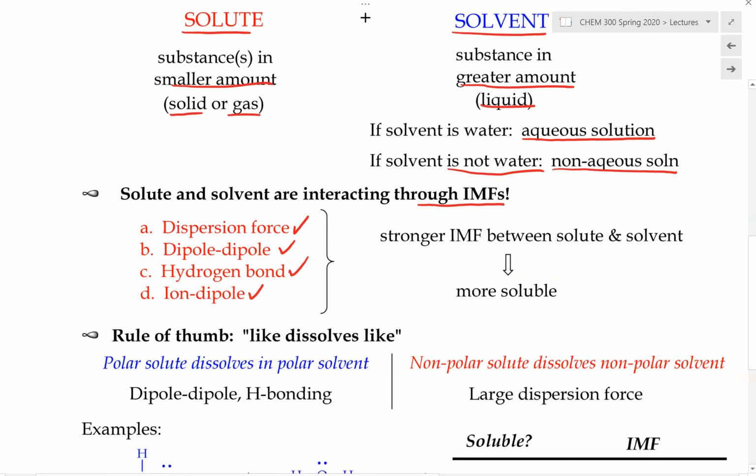Typically speaking, the stronger the IMF between the solute and the solvent, the more soluble the solute would be in that solvent. We can also call this more miscible. The term miscible refers to how well the solute and the solvent mix together. If it produces a homogeneous solution, then we call that a miscible solution, or the more soluble the solute in that solvent would be.